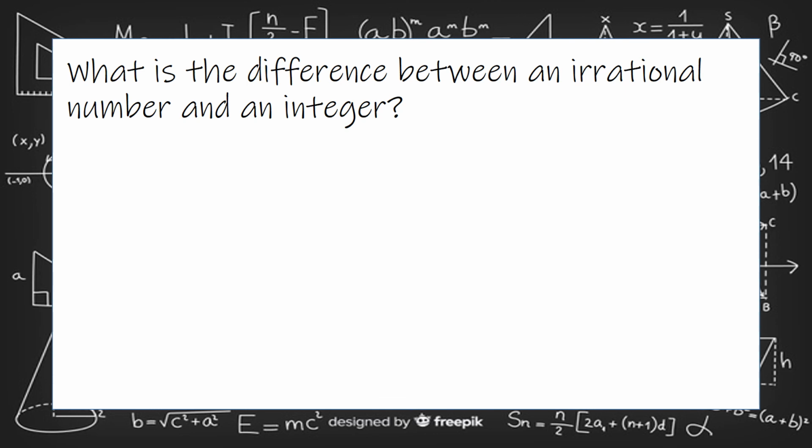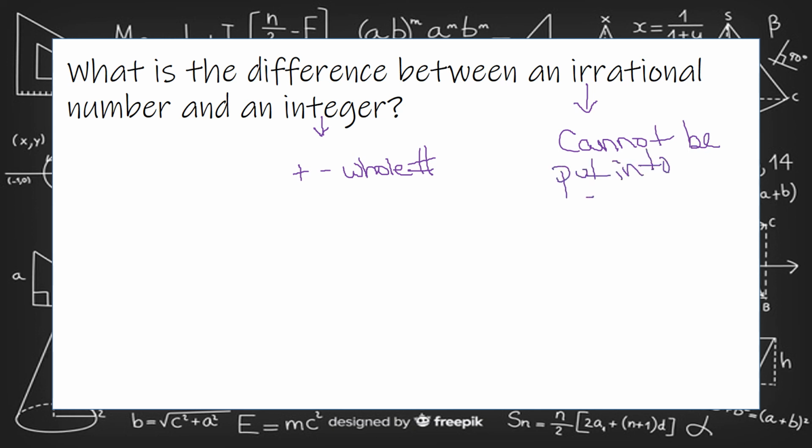What is the difference between an irrational number and an integer? An integer is a positive or negative whole number. An irrational number cannot be put into fraction form. Whereas an integer is a fraction over 1. Because any integer can go over 1 and it's in a fraction form.